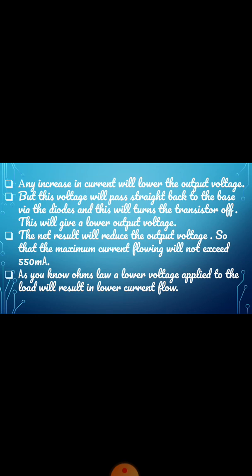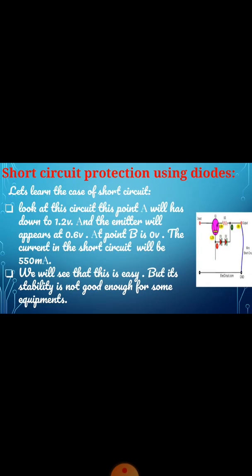Any increase in the current will lower the output voltage, but this voltage will pass straight back to the base via the diodes and this turns the transistor off. This will give a lower output voltage. The net result will reduce the output voltage so that the maximum current flowing will not exceed 550 mA. As you know, by Ohm's law, a lower voltage applied to the load will result in lower current flow.